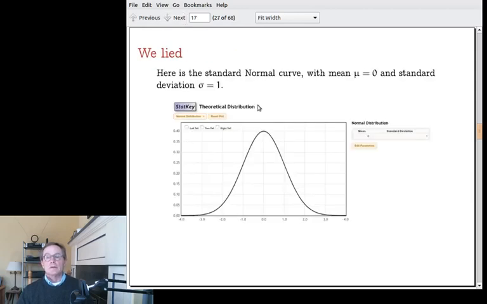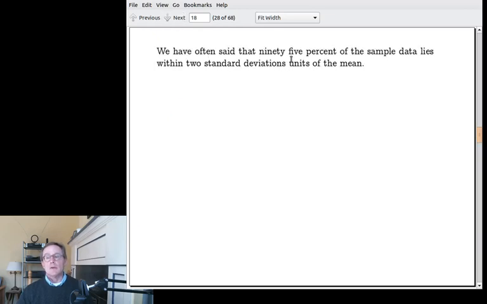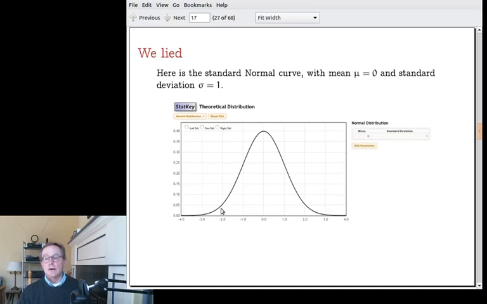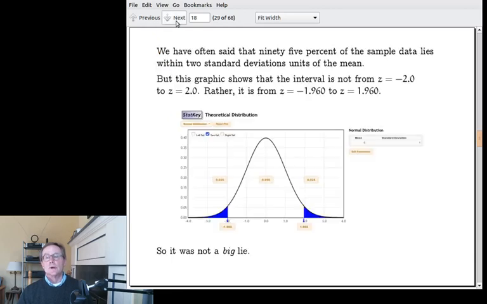Same thing with women's heights. The point I wanted to make in this slide, and again we've talked about this before, is that 95% of the sample data lies within 2 standard deviation units of the mean. So if you take this graph and color in from -2 to +2, you'll get 95%. That's not 100% true. That's why it says we lied. In fact, if you color in this and this, it doesn't say 95. It says 96. You know, good enough for practical people.